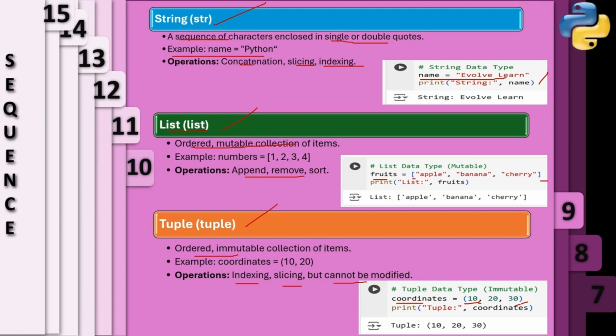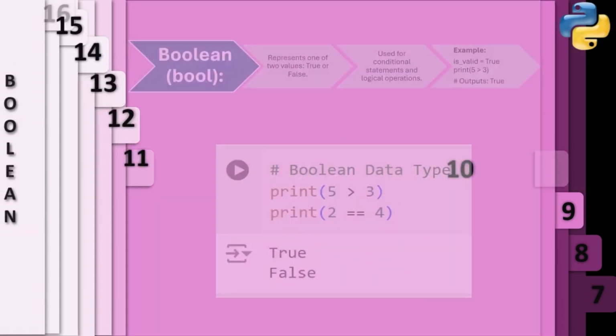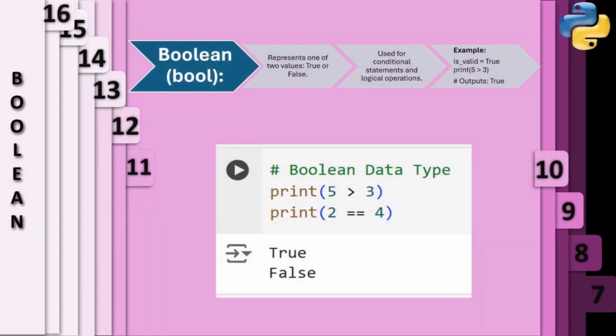Next, we will look at Boolean. The Boolean data type in Python can have one of two values. It may be either true or false. These values are used to represent the truth value of an expression. If we consider the following example, print 5 greater than 3, it gives true, and the other, 2 equals 4, which is false.